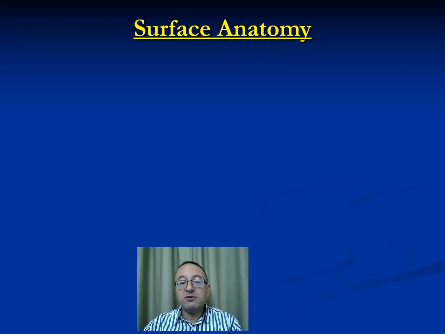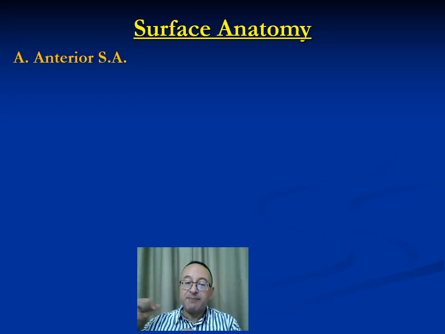Now, I want to know what is the surface anatomy of the kidney. As you know, the word surface anatomy, it means the position of the organ on the outer surface of our body. But here in the kidney, I have two surface anatomy. The first one, if I look from front, so it is called the anterior surface anatomy, and the other one when I look from the back.